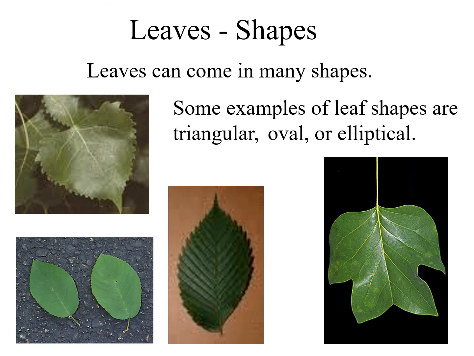Leaves can come in a variety of shapes, including, as an example, triangular. This is a cottonwood. Oval for serviceberry. Elliptical for your elms. And this unique shape for the yellow poplar or tulip poplar, people think it looks like a tulip.